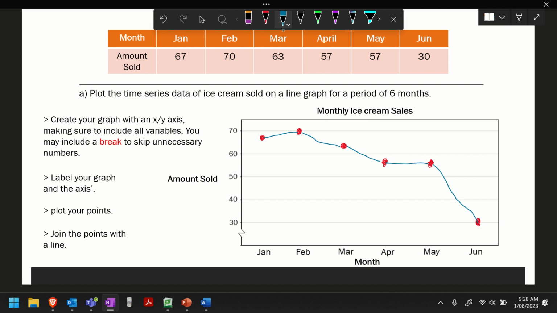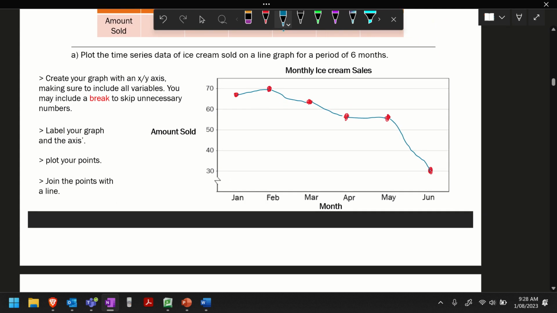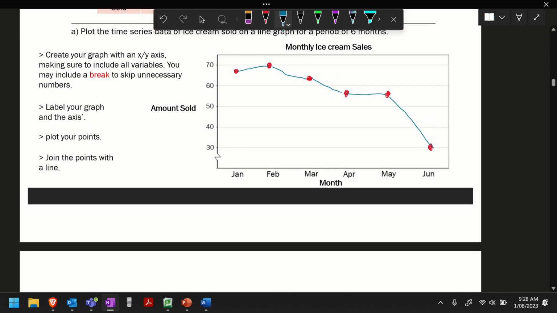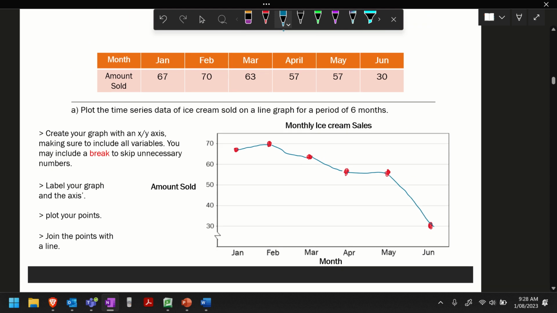It should look something like this. So join the dots once you finish. Try and make it as straight as you can. I can't quite do it properly. All right, so that's the first question. Drawing a graph isn't that hard. That's all you've got to do.